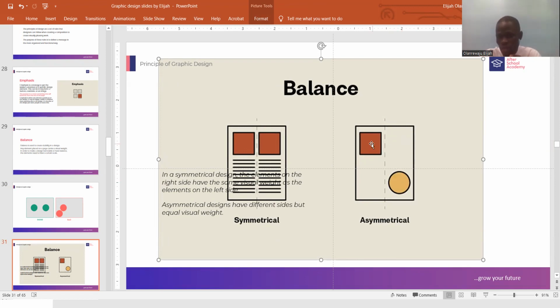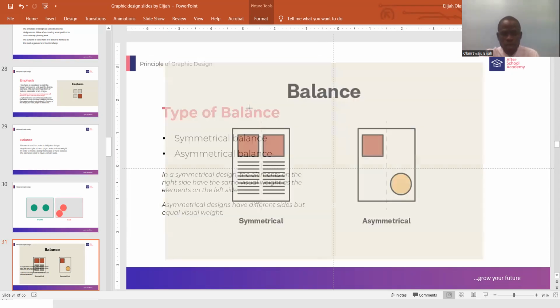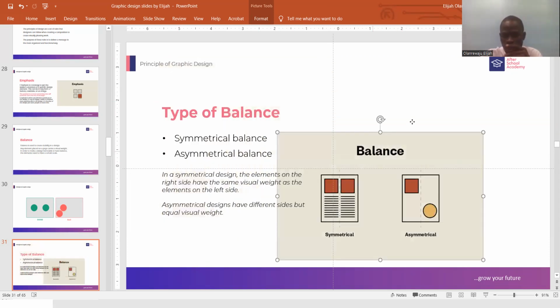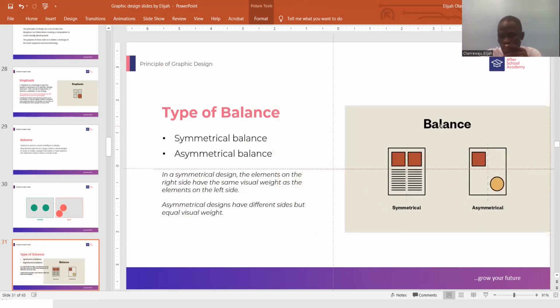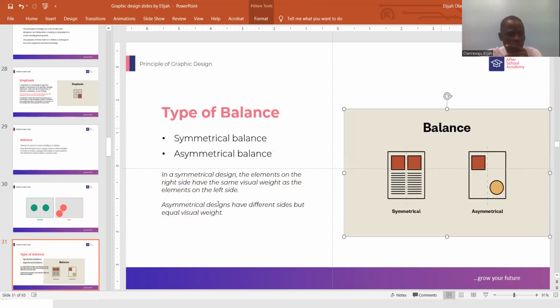Look at it, but they are not placed side by side. But for symmetrical, they are always placed side by side. But for asymmetrical, you don't need to place them side by side. But you want to make sure that there is also something at the other side of the design. Do you get it now? So let's move further. That is what we call symmetrical and asymmetrical balance.